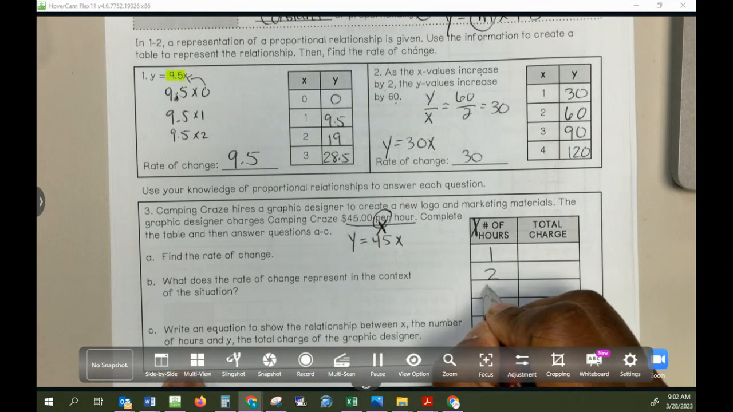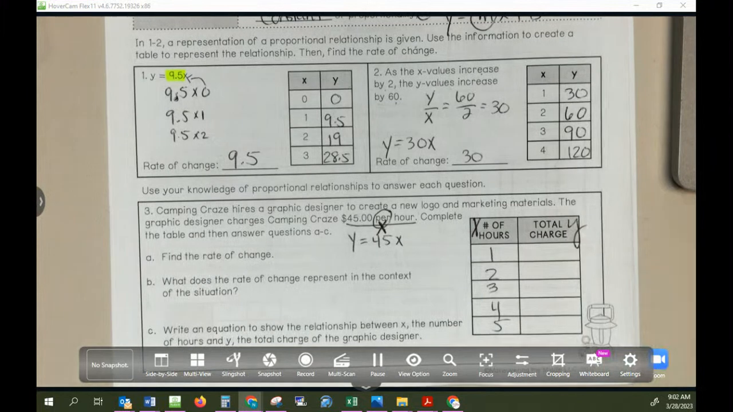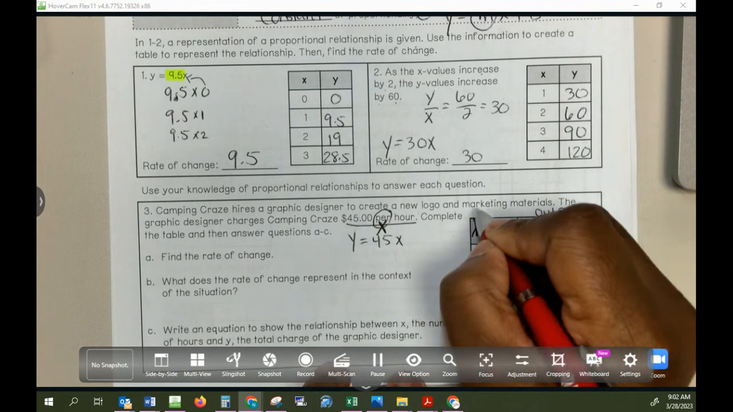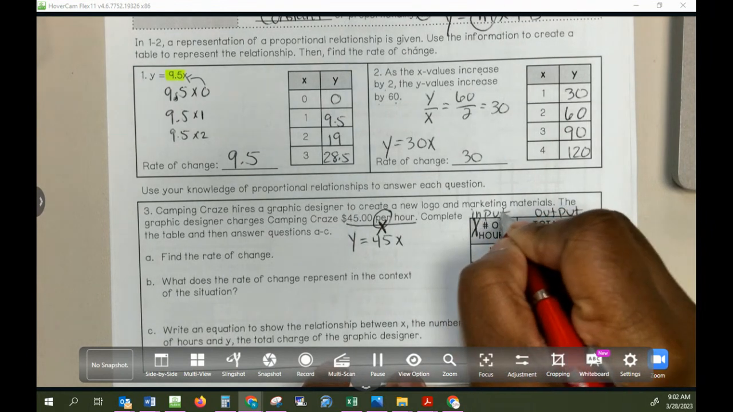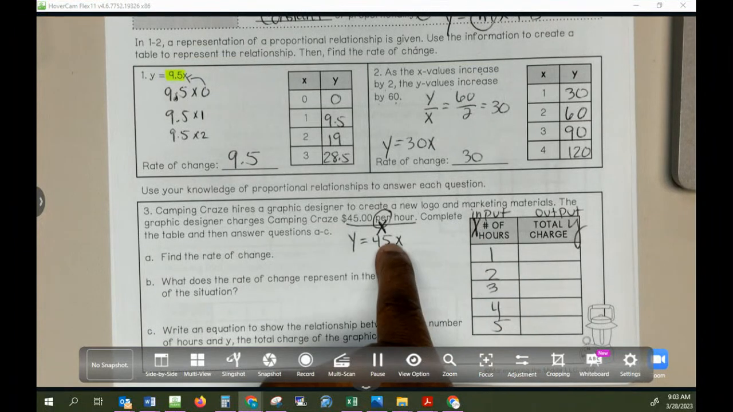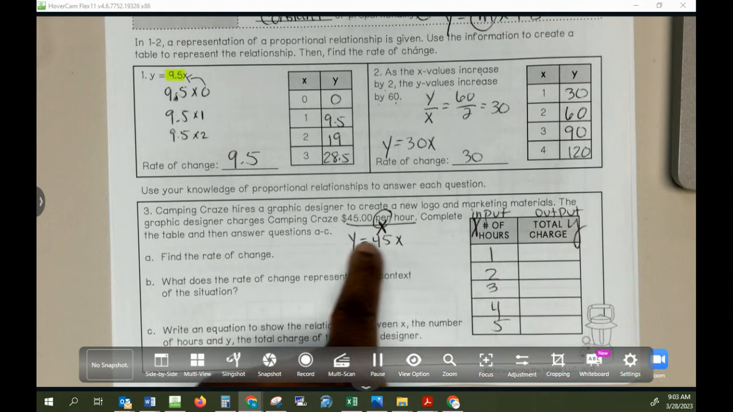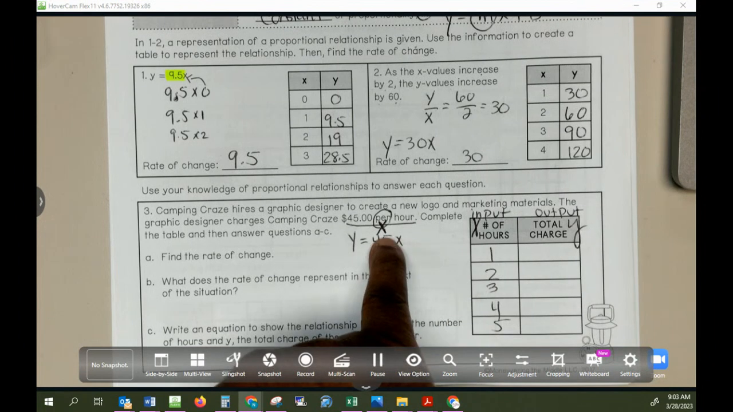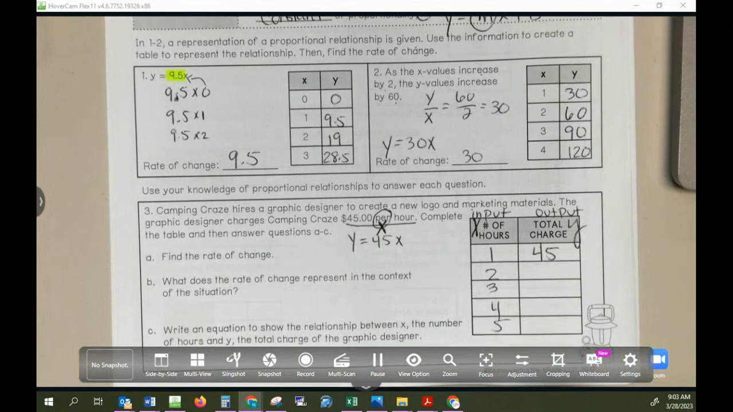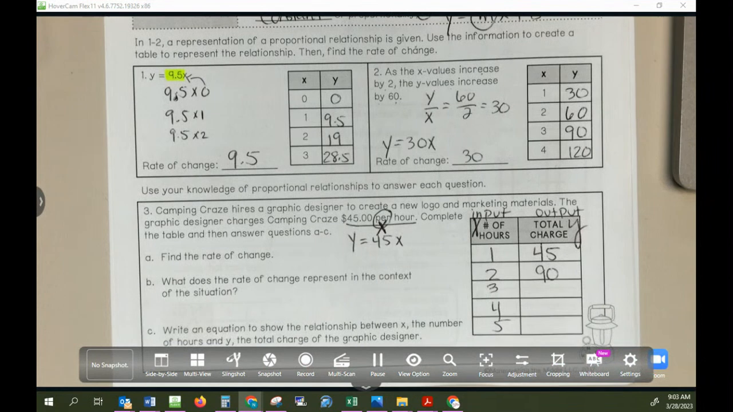So I know if it's 1, 2, 3, 4, 5, and this is my y. This is my output because our y is always going to be our output, and x will be our input. So if I know I'm always going to input an x and my output or my outcome is my y, then this makes a little more sense. Because if I put in 1 hour of work, I know I'm only going to be charged $45. If I put in 2 hours of work, my output is $90, and on and on.